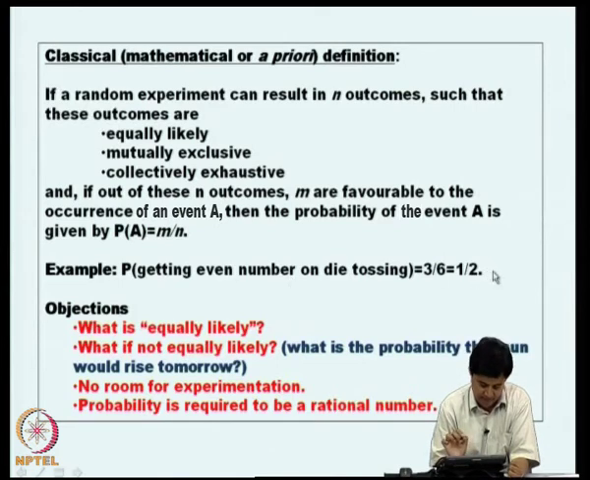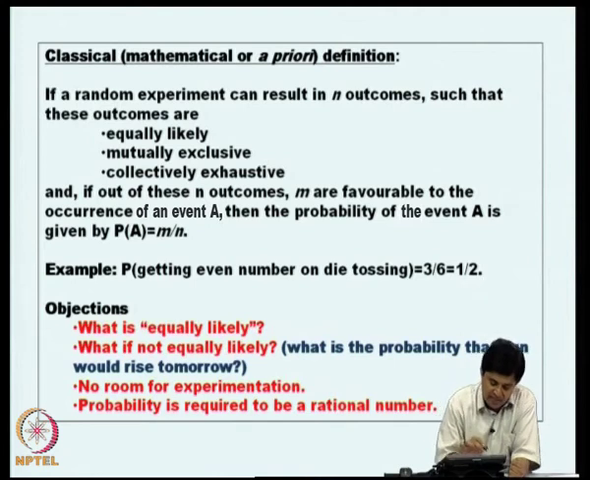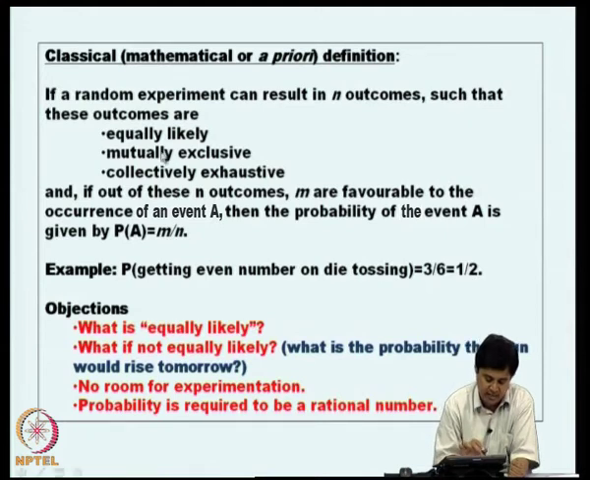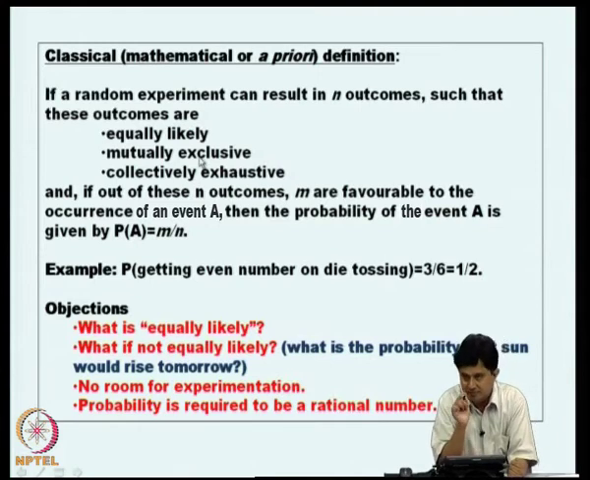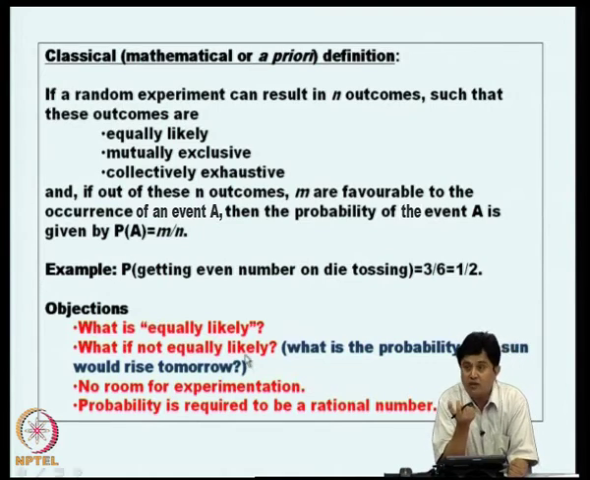Okay? Now, are we satisfied with this definition? We could raise some objections. What is meant by equally likely? We are trying to define probability and we are already using a notion of probability in saying that outcomes are equally likely. So, it is a circular definition. What if not equally likely? If the die is not fair, how do we define what is the probability of an even number or any other event? This definition does not allow for that.